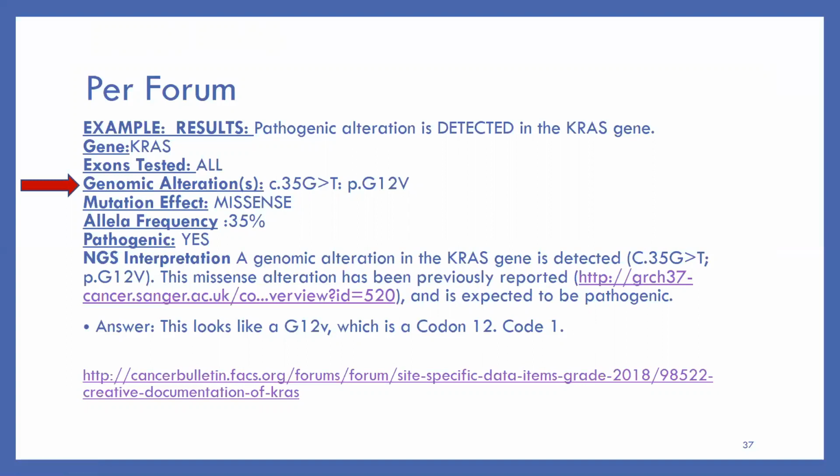So if I were going to text this, I would text the date. I would text alteration is detected in the KRAS, and then I would probably text that genomic alteration string, c.35G>T, colon p.G12V. And that's probably all I would text.